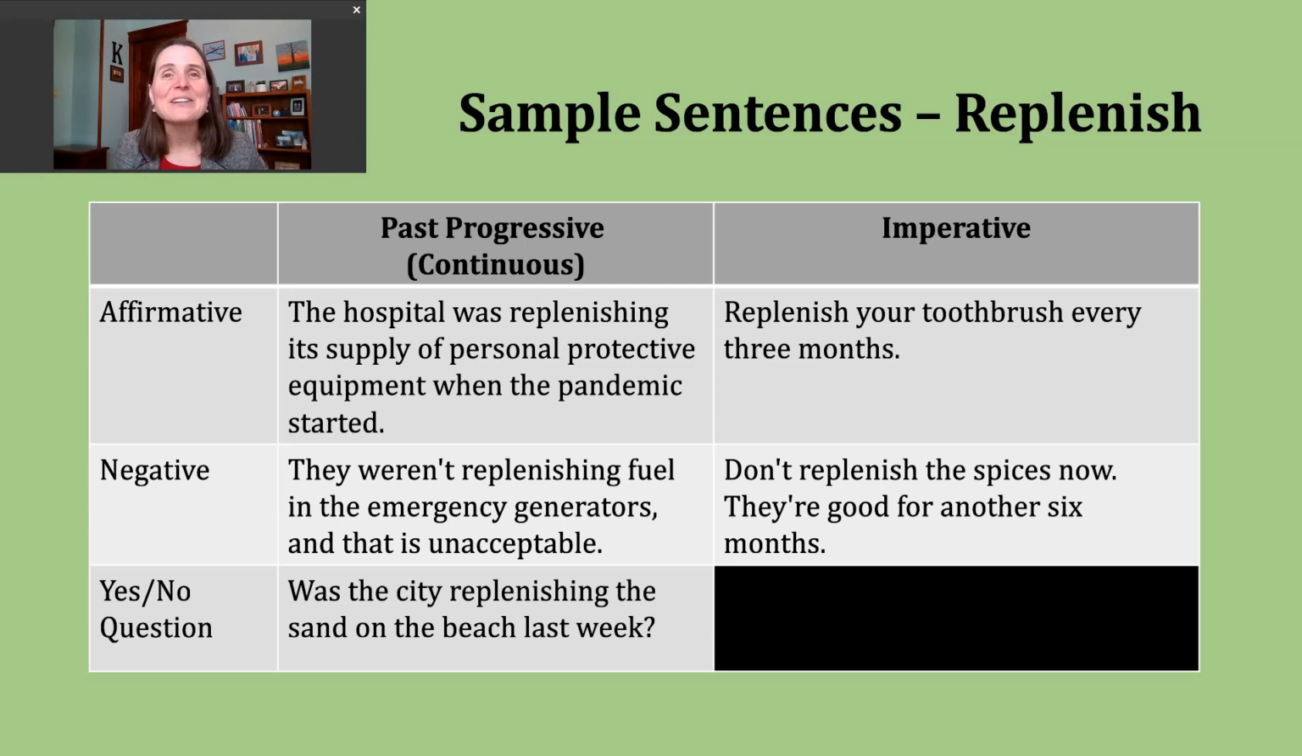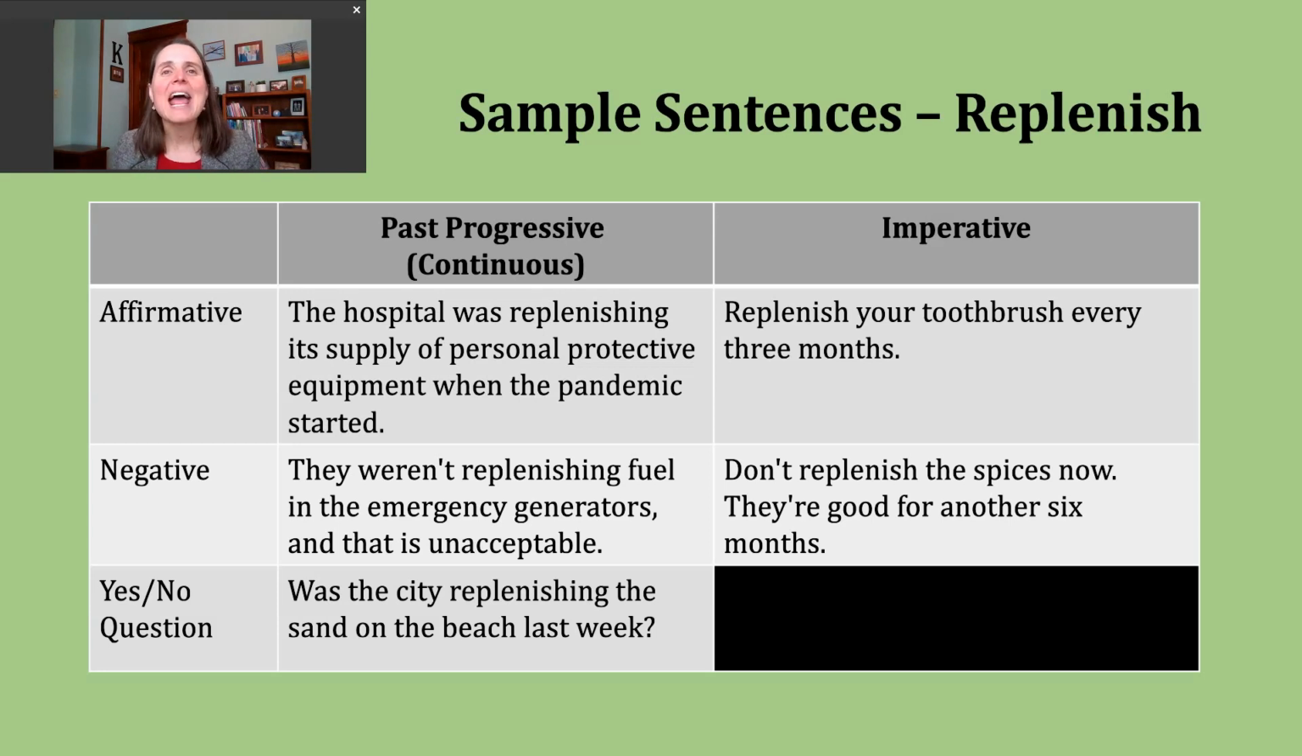Okay. Now let's look at forming a yes or no question in the past progressive. To do this, start with was or were, whichever form matches your subject, that subject comes next, then use the ing form of the verb. Here's another example. Was the city replenishing the sand on the beach last week? Right? So, as you can see from all of these different examples, there are all sorts of things that can be replenished or we could get more of in different environments and places.